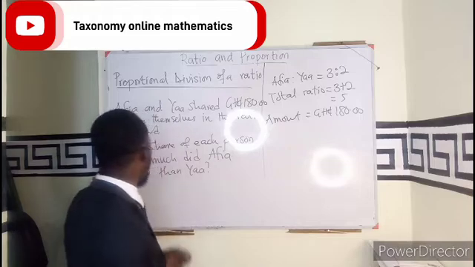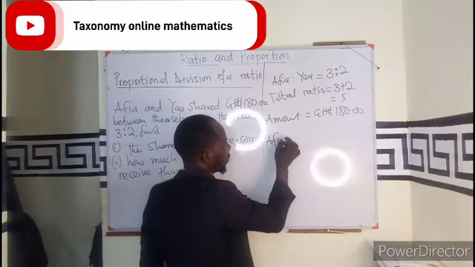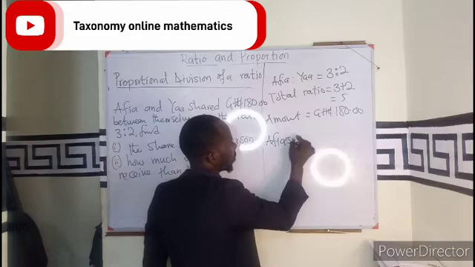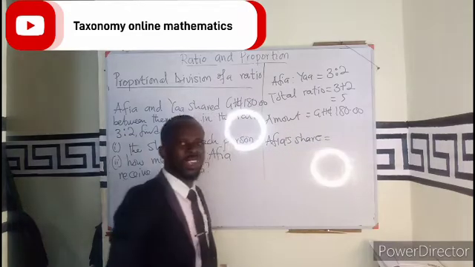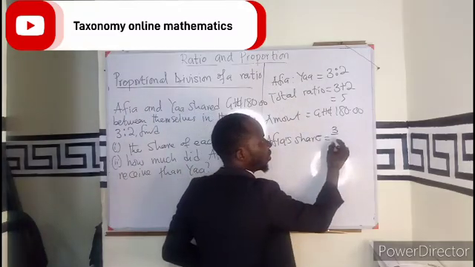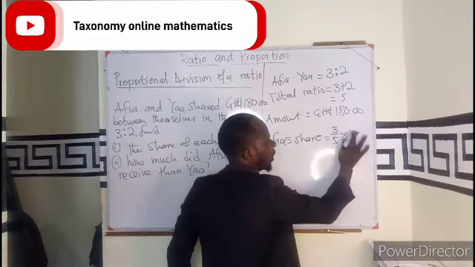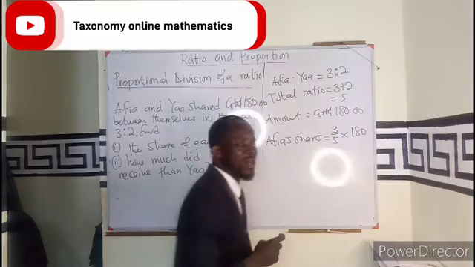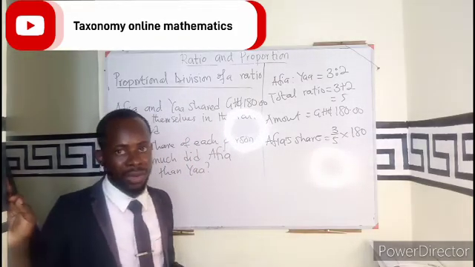So here I'll begin with Efia. Efia's share is going to be the ratio corresponding to Efia, which is the first one, over the total of the ratio, 5, times what we are to share. Let me use it without the value. That's the symbol of calculation.